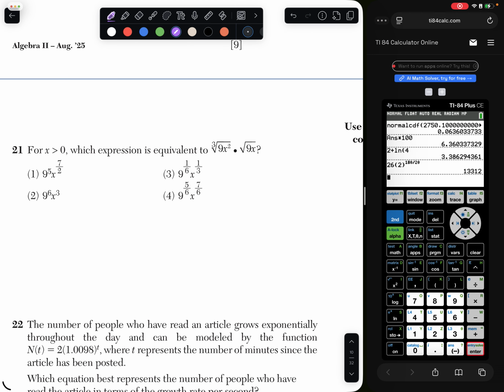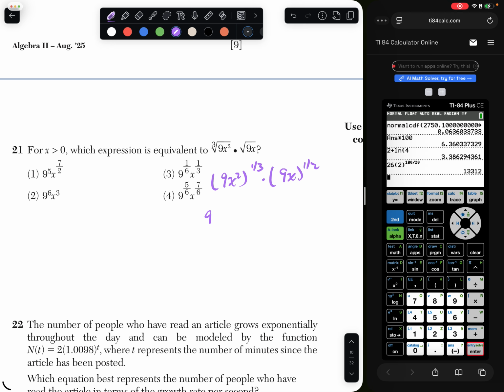For x greater than 0, which expression is equivalent to the cube root of 9x squared times the square root of 9x? So here it seems like we're dealing with rational exponents, and I gave you the rule before. So I'm going to rewrite it as 9x squared to the 1/3 power times 9x to the 1/2 power. As a reminder, if there's no index over here, we're going to assume that's the square root.